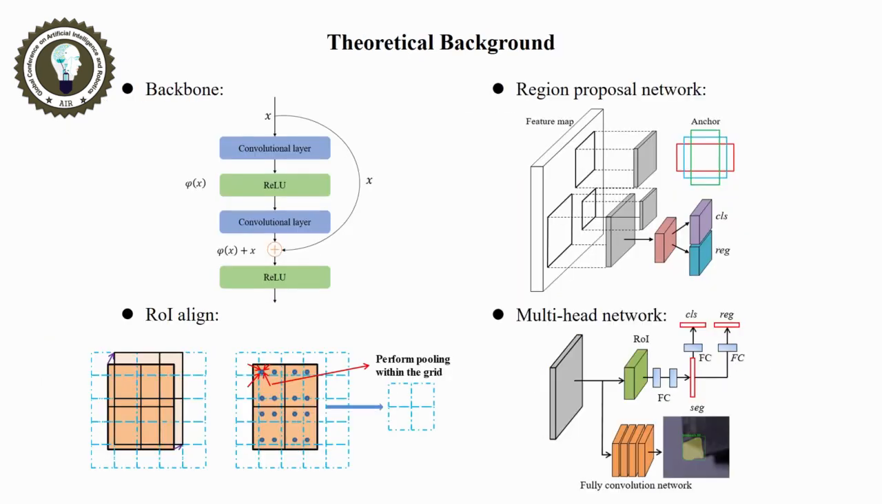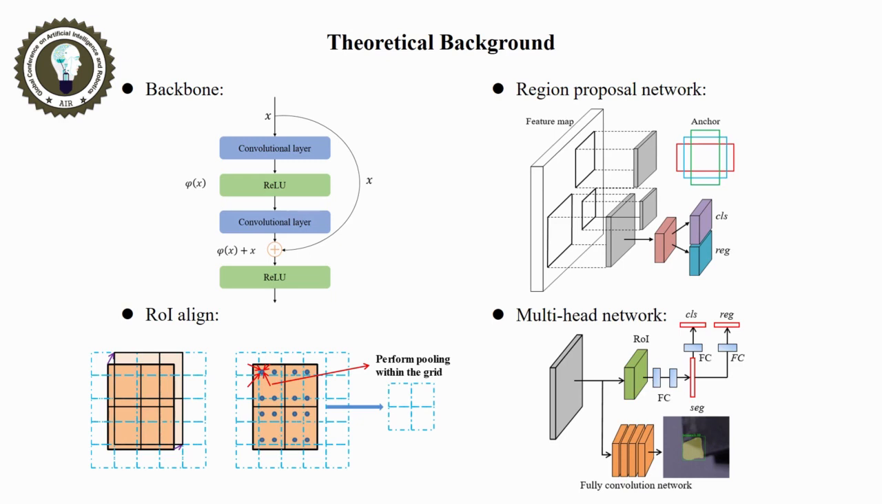The basic network of the proposed method is Mask R-CNN, which has been widely used in the tasks of object detection and instance segmentation. It consists of the backbone network, the region proposal network, ROI-Align, and the multi-head network. Backbone is the most important part of the network. It is used to extract features, mine damage information, and serve downstream tasks.